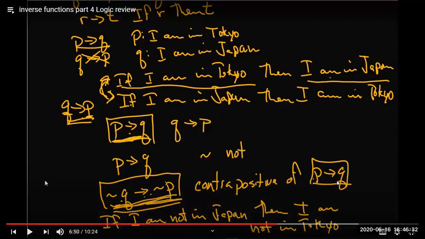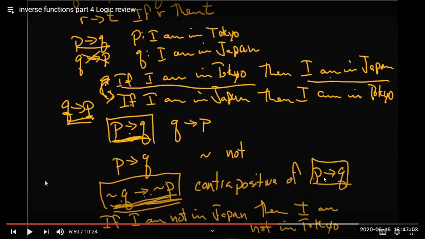Okay, everybody, what's the contrapositive of P arrow Q? What's the contrapositive of this, P arrow Q? Not Q arrow not P. Right. Now, let's say it again. So the contrapositive of this one is this one. It's not Q arrow not P.